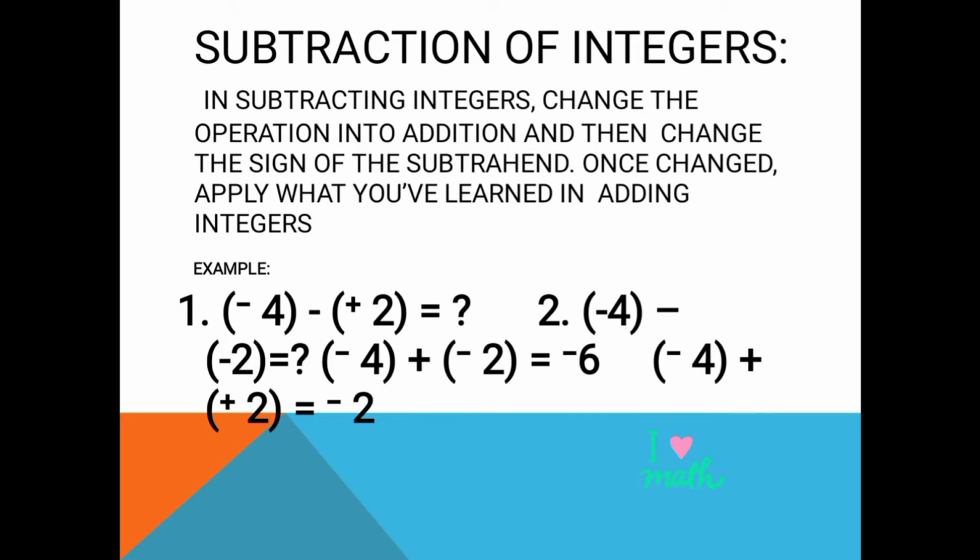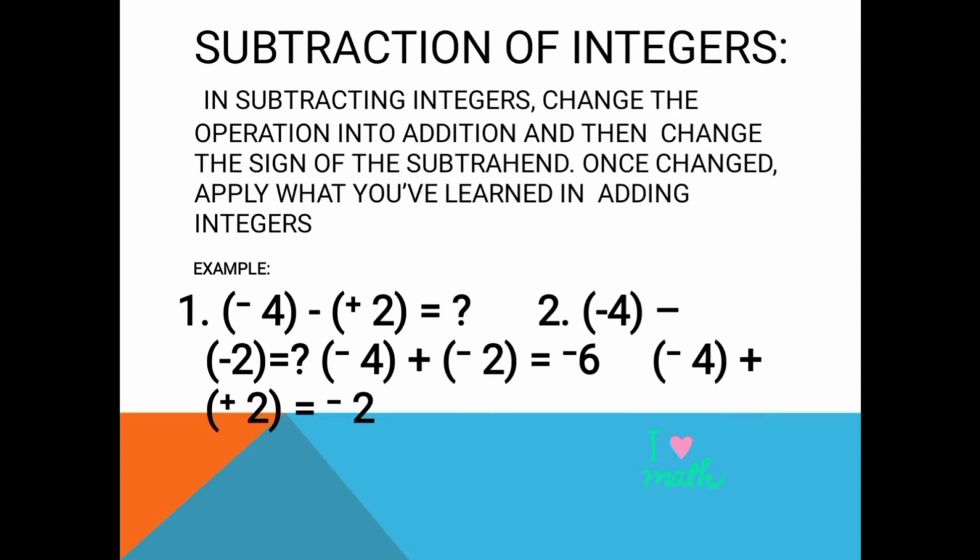So copy first the first term, negative 4, change the operation involved, the minus will become plus, then change the sign of the subtrahend. The positive 2 will become negative 2. Then proceed to addition of integers. Negative 4 added to negative 2 is equal to negative 6. The same sign, copy the sign and add the numbers.